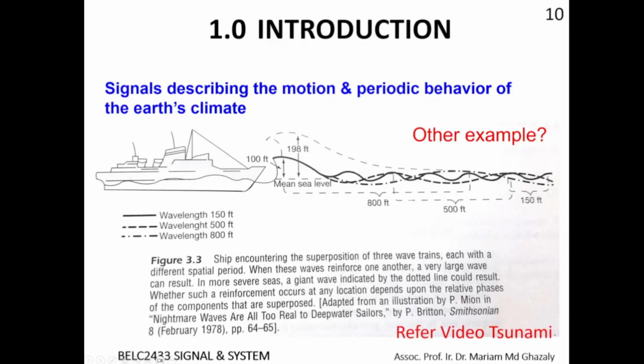Another example of signals and systems is a tsunami, or the waveform that you see at the ocean. You see there's a boat here, and there are multiple waves here. There are waves of 800 feet, 500 feet, and 150 feet, and different frequencies also. The combination of multiple waveforms at the same instant will become a tsunami. Again, this is what we call convolution. This is in chapter 2, whereby you will learn how to do the convolution integral for continuous time signals and the convolution sum for discrete time.